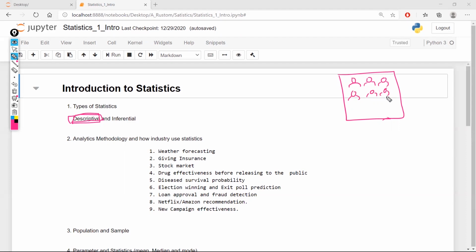It could be marks, the average height of students, the average height of a population, or any length or width, the average width of any product, or the quality of products. If I'm able to describe the items, if I'm able to describe the data, then I will call it descriptive statistics. All right. Then what is inferential statistics?